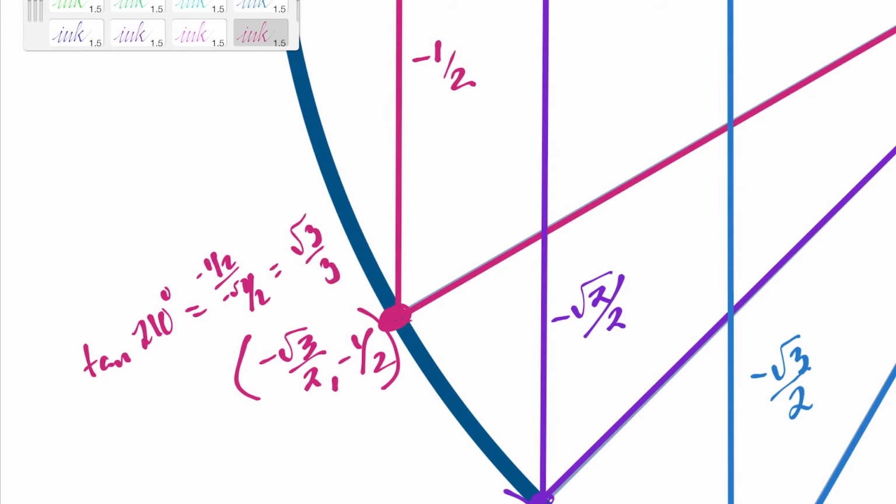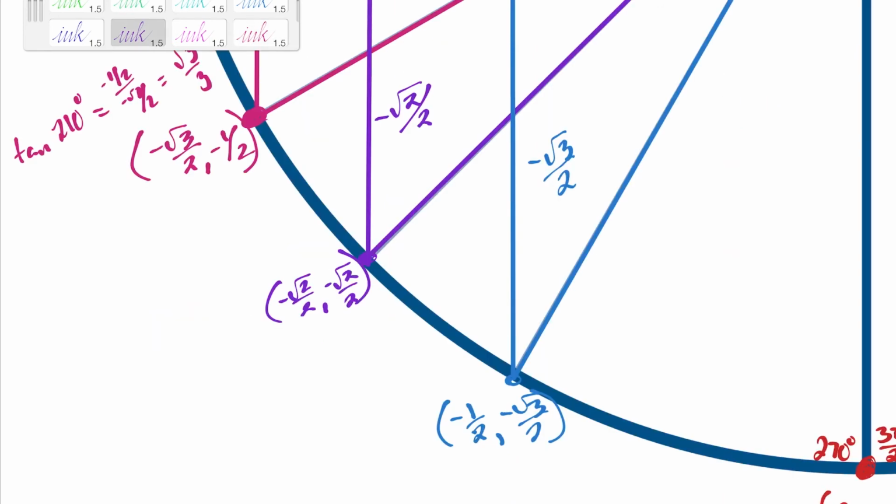So in the third quadrant, sine and cosine are both negative, which means our tangent is going to be positive. And then we have tangent of our 225 degrees. Again, it's the square root 2 over 2 over square root 2 over 2. They're both negative, so this will end up giving us positive 1.